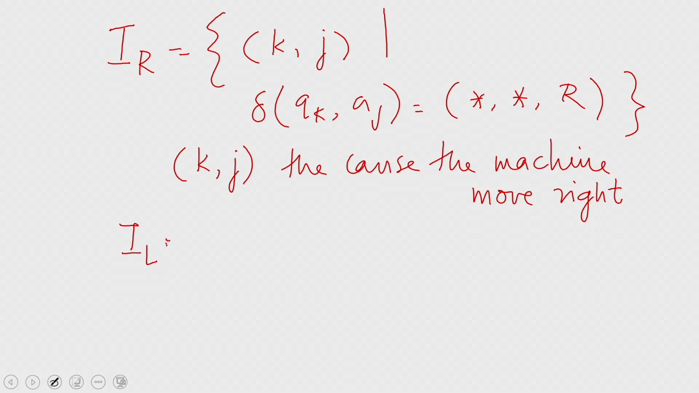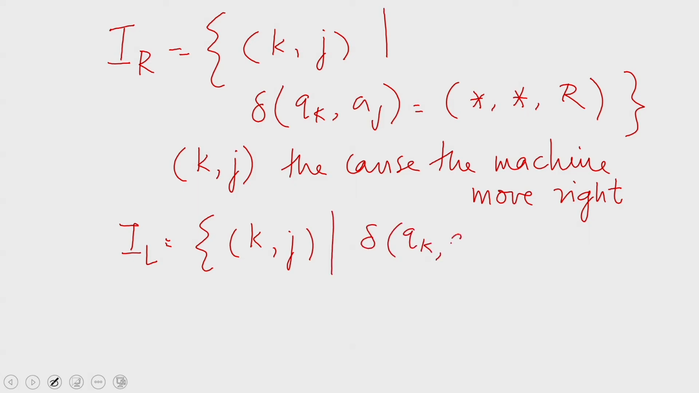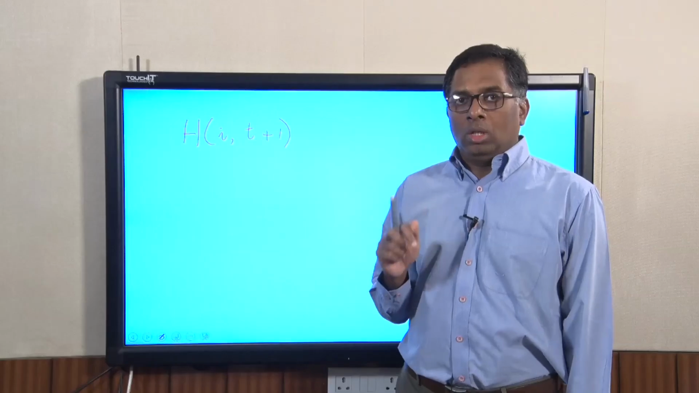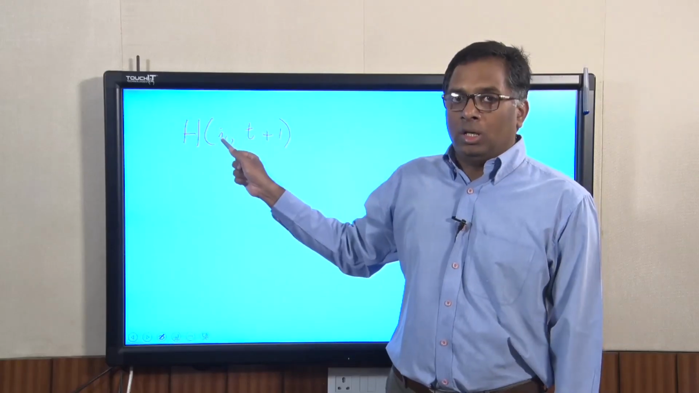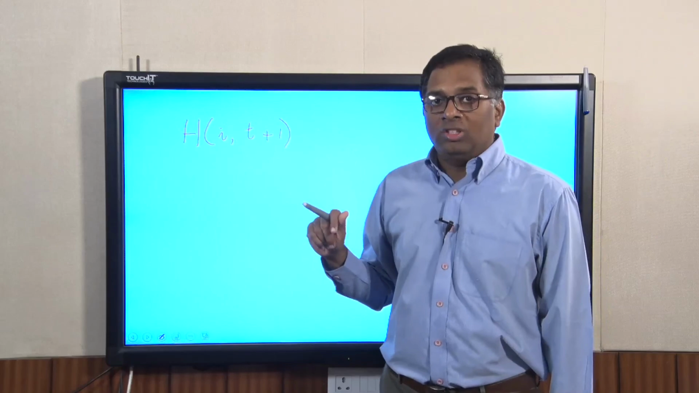Similarly, let us define I L as the set of all k j pairs that cause left movements. So, here delta of q k a j must be a tuple of this form. With these definitions, we can now define H of I t plus 1. That is, we want to assert that at time t plus 1, the head of the read write head is going to be on cell I.